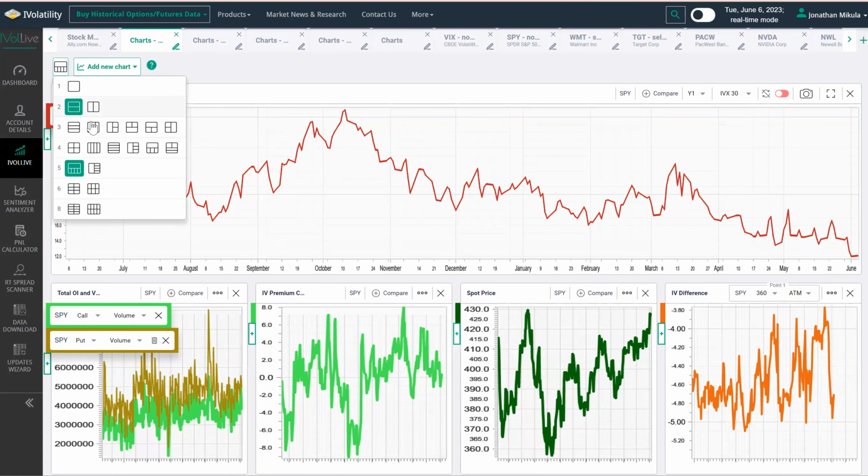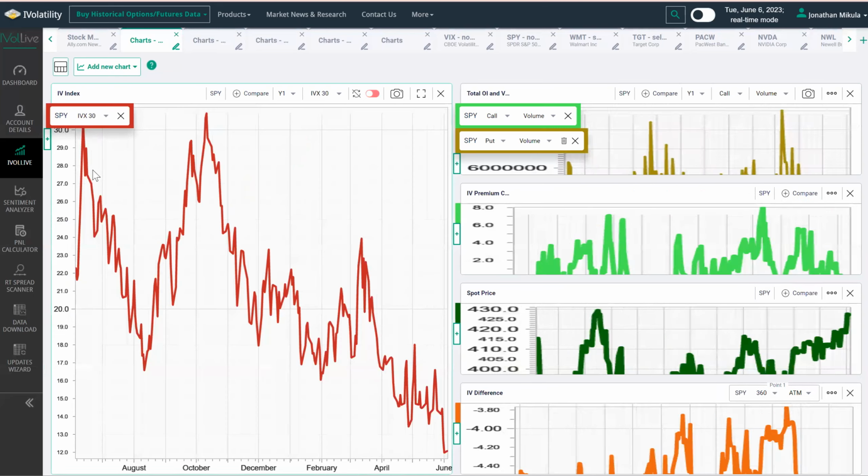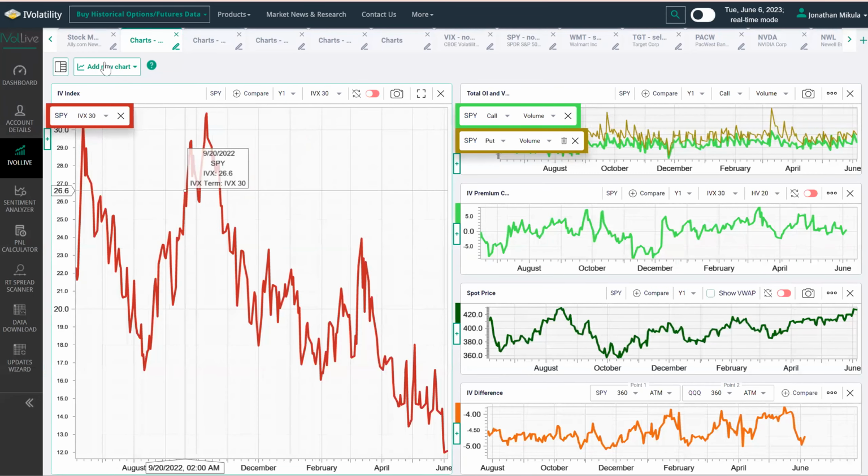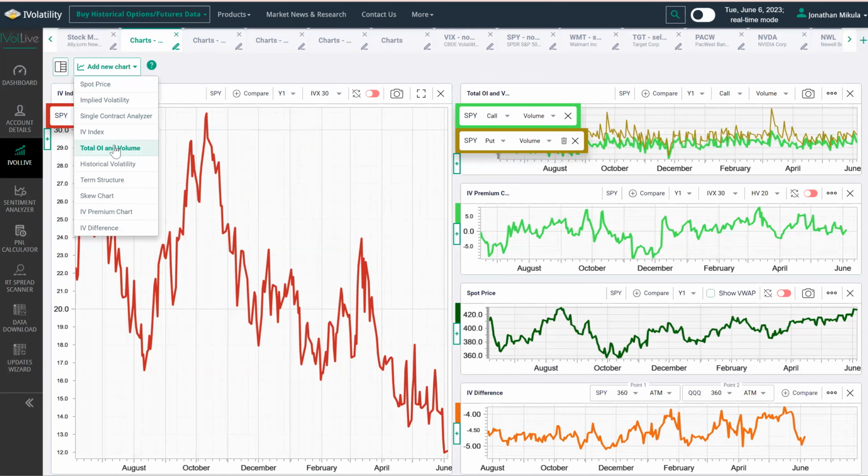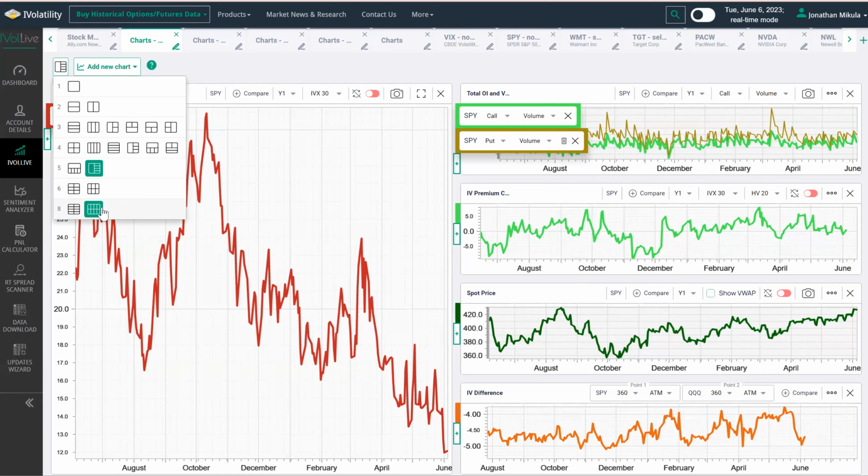You can see as I've added these charts, the view auto updates. You can always revert to whatever view you like best, if you like looking at the S&P the most. And you can also have up to 8 charts on this screen.